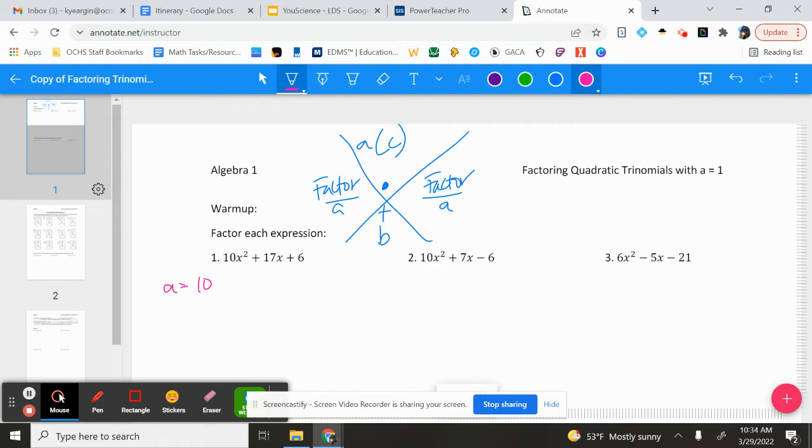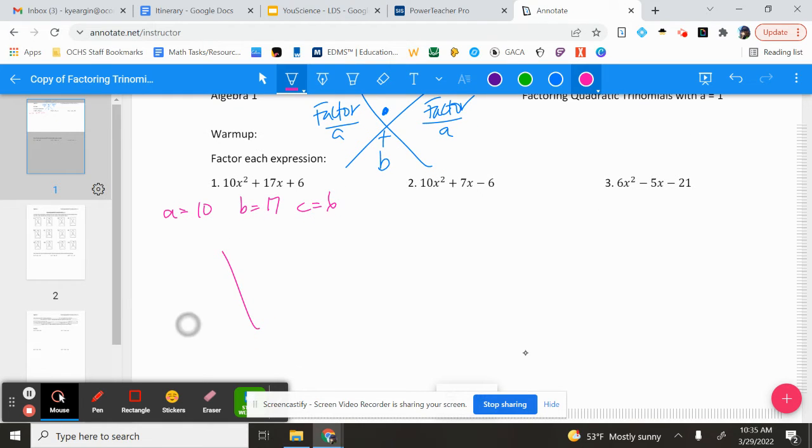A will equal 10, my b value here is 17, and my c value is 6. So as I put that into the bottoms up, 10 times 6 goes at the top, while 17 will go on the bottom. Remember, I'm dividing each factor by 10. And if you're having a hard time, you can make a factor list. Remember that 10 times 6 is 60.